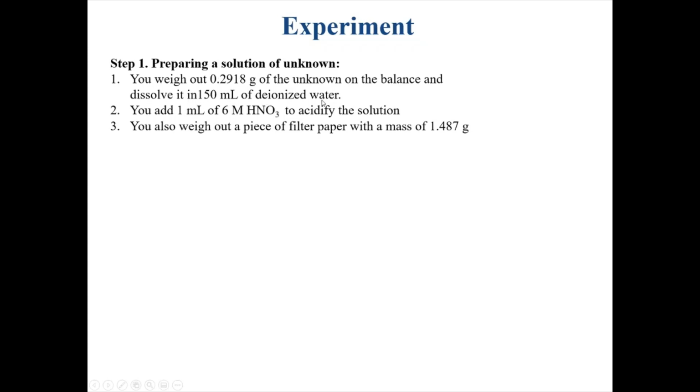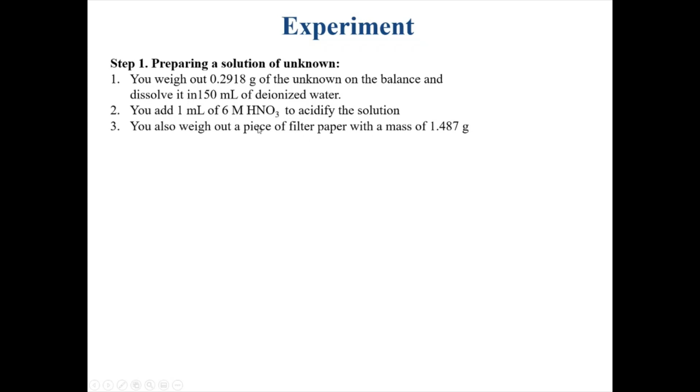And then you're going to put this into 150 mL of deionized water and dissolve it. So you're going to make sure that all of the unknown dissolves into the water, and you get a completely transparent, clear aqueous solution with no solid left. Then you're going to add your 6 molar nitric acid. You add 1 mL to the solution, and that will acidify it. And then also at this point, you're going to weigh out a piece of filter paper, and the mass that you're going to get is 1.487 grams.